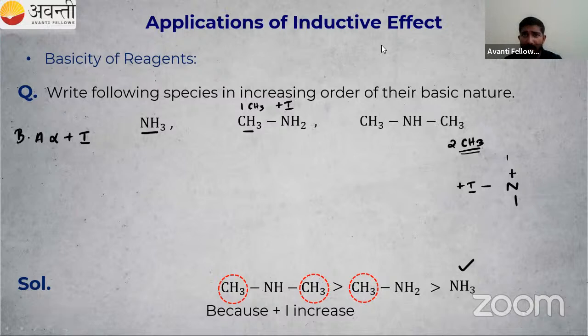You have to revise the things. Organic chemistry, you have to revise the plus I effect. Which group is showing plus I, and which one is showing minus I? If plus I is present, it is giving electrons. Then what happens to the charge? If charge decreases, stability increases. You have to relate the things. Is that clear to you?